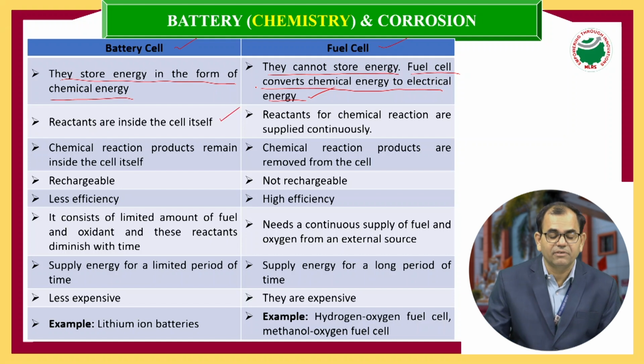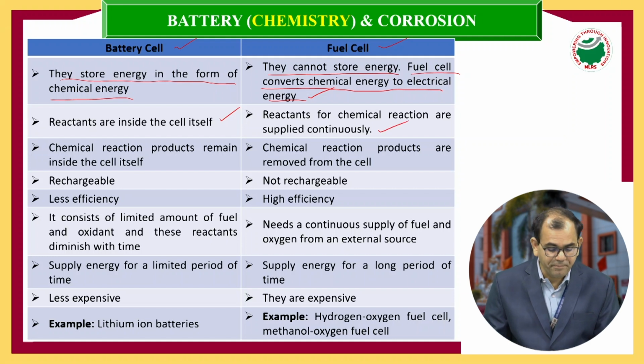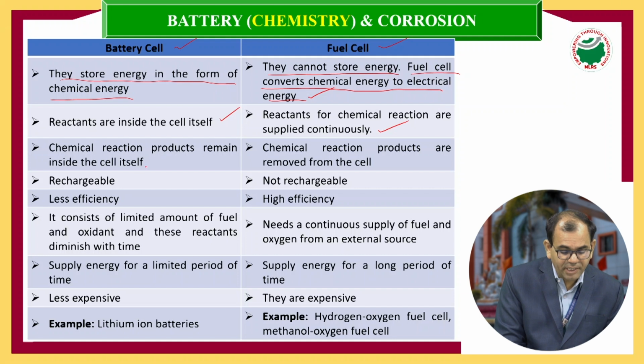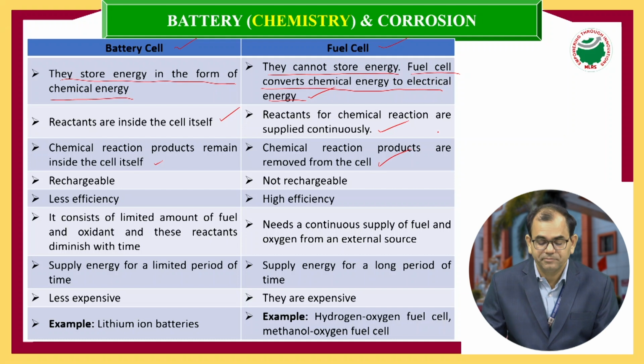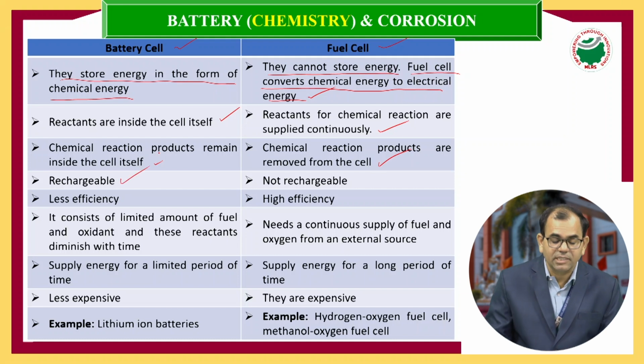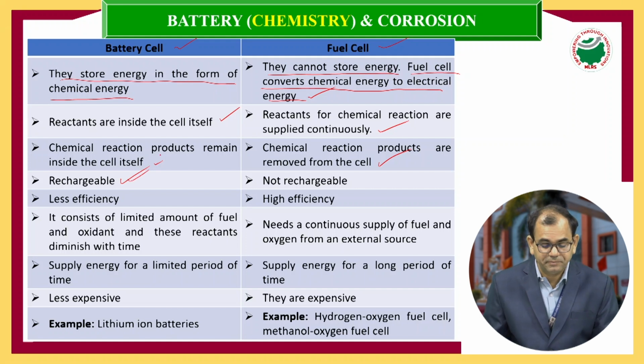In a battery, the reactants are inside the cell itself, whereas in a fuel cell the reactants for the chemical reaction are supplied continuously from outside. In a battery, the reaction products remain inside the cell, whereas in a fuel cell they are removed from the cell. Batteries are rechargeable. Not all batteries, though: secondary batteries are rechargeable, primary batteries are not. Fuel cells cannot be recharged, and we have to continuously supply the reactants, whether hydrogen, oxygen or electrolyte, externally.